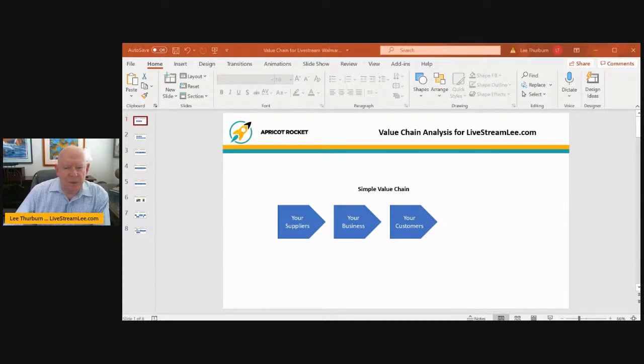All right. What I've got on screen right here is a simple supply chain diagram.